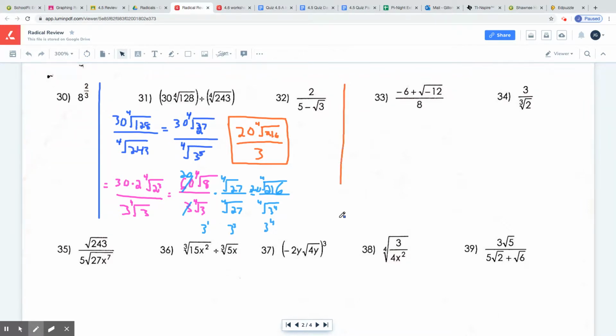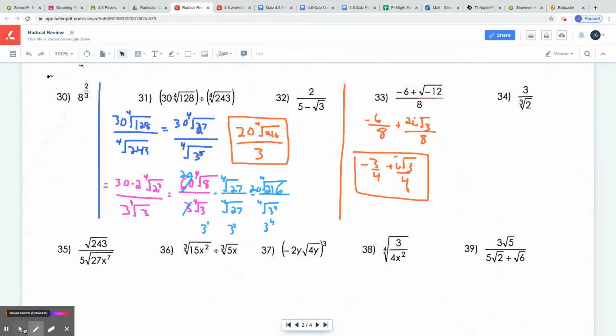All right, 33. So we can split this up. Negative 6 over 8, and then negative root 12 is 2i root 3 over 8. And then we simplify that: negative 3/4 plus i root 3 over 4. Remember, since it is imaginary, you have to write it this way.